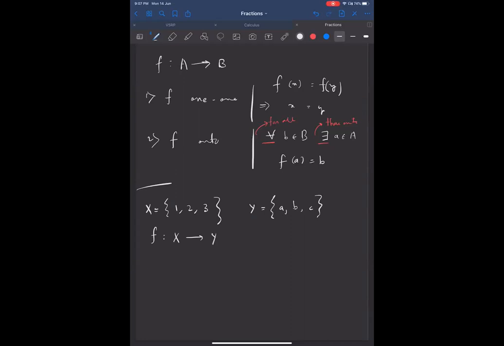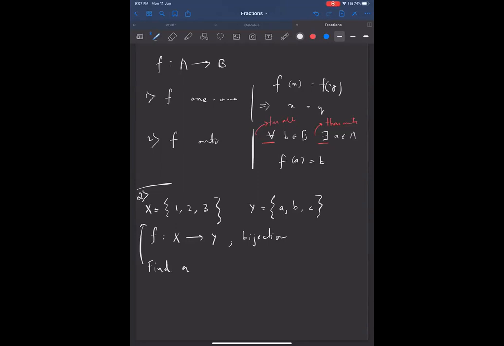Can you give me a function which is a bijection from X to Y? Let me frame it as a question: find a function from X to Y which is a bijection. So yeah, 1 to a, 2 to b, and 3 to c. Great, great. I'm just going through all this basic thing to understand where you guys are.